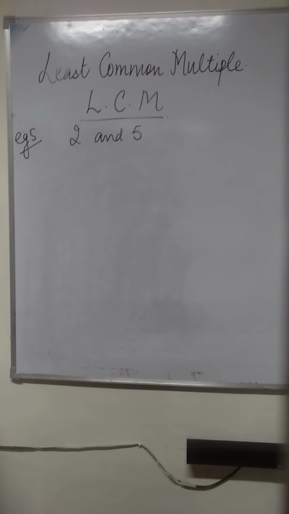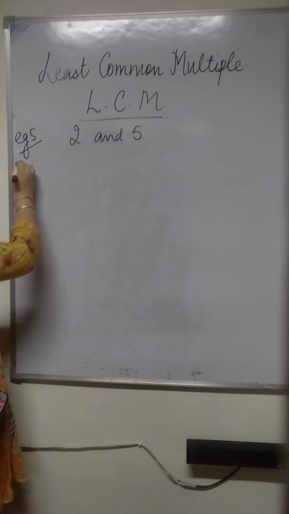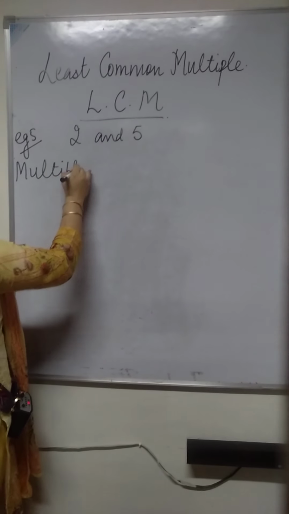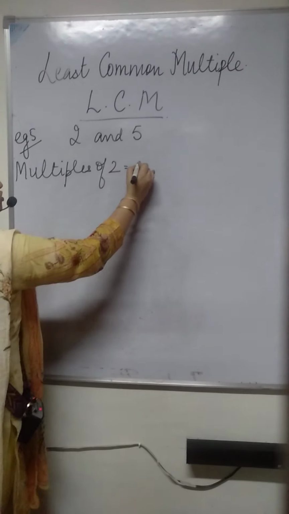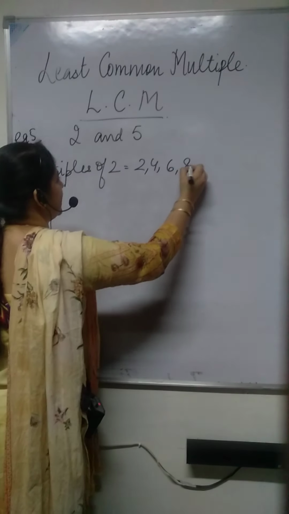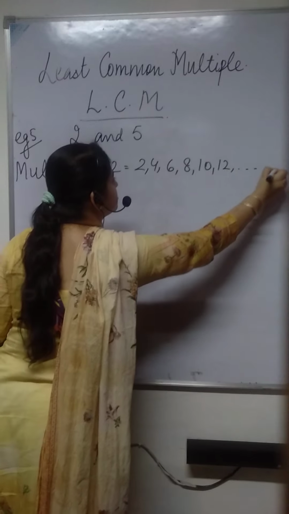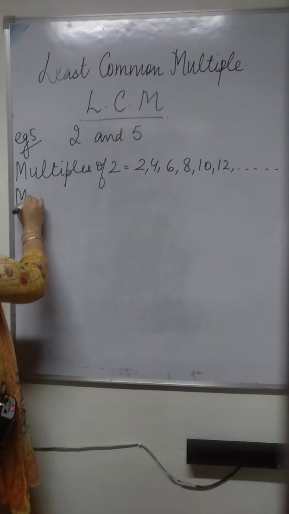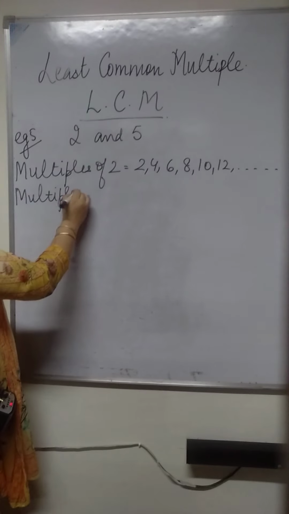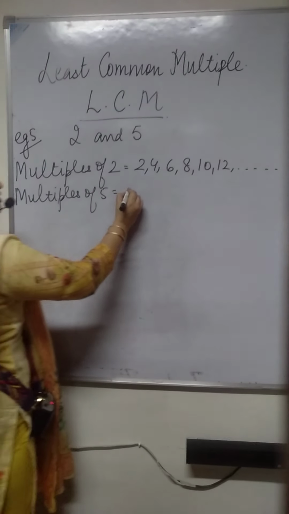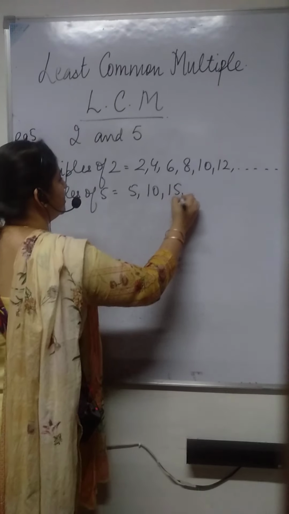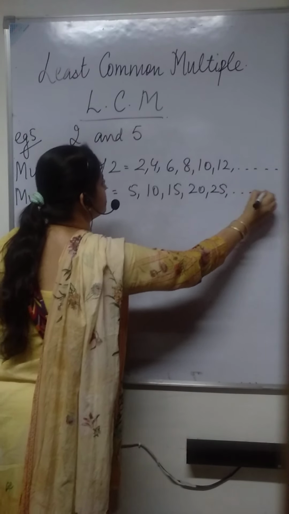Now children, let us see one more example of the numbers 2 and 5, and we will find its least common multiple by the method of common multiples that you have already learned. So first of all, I am going to write the multiples of 2, that is the table of 2. 2, 4, 6, 8, 10, 12 and so on. Then I am going to write the multiples of 5, that is the table of 5. We have 5, 10, 15, 20, 25 and so on.